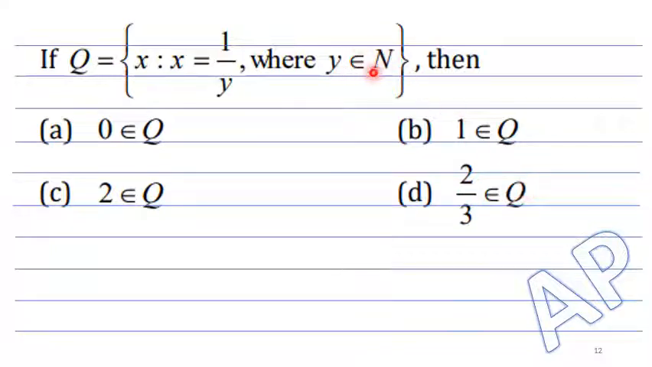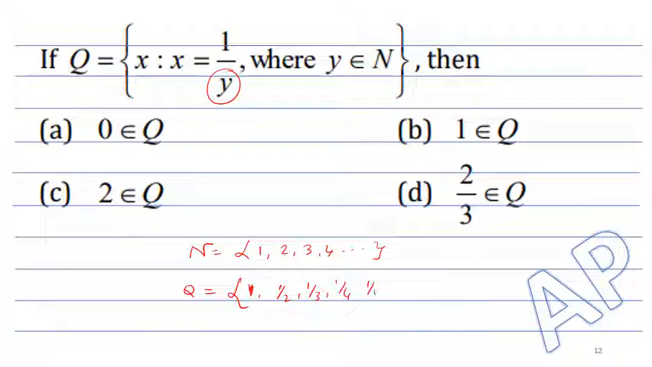Here y is a natural number. Let us write what is Q. So we know that N is the set of natural numbers, 1, 2, 3, 4, etc. Now see what Q becomes as we give values to y. When y equals 1 we get 1 here, next 1 by 2, then 1 by 3, then 1 by 4, 1 by 5, it continues like this. So the element 2 cannot be present.